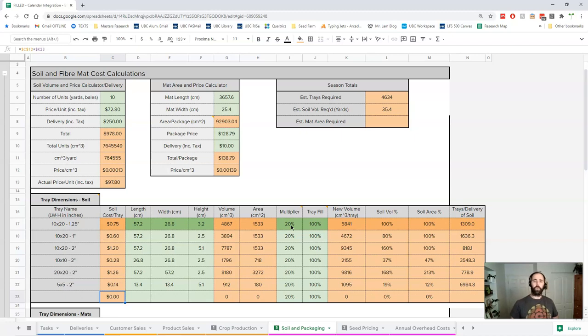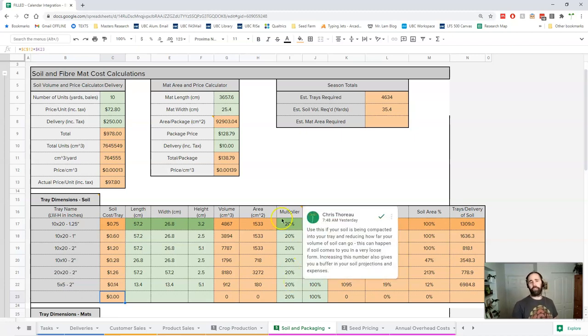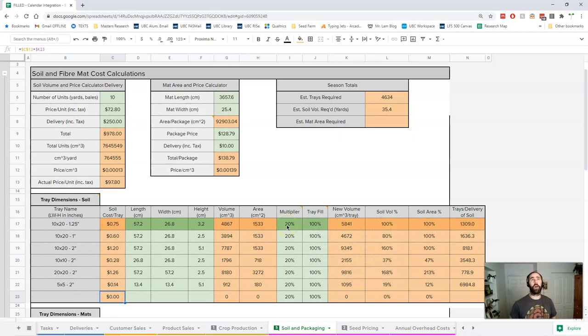So what I do here is this multiplier. As an example, for one of our soils that we got in for a while, we were actually losing about 40% of that. We were packing it in so much and it came so loose. So this was really important for being accurate. So I just put this multiplier at 20%. If you find your calculations are quite accurate and 10 yards of your soil is giving you 10 yards worth of trays, then you don't need to use the multiplier at all.